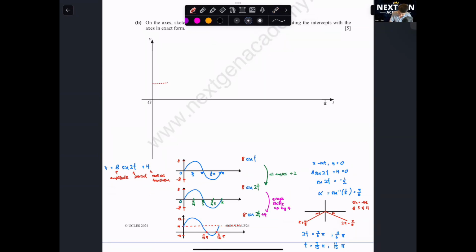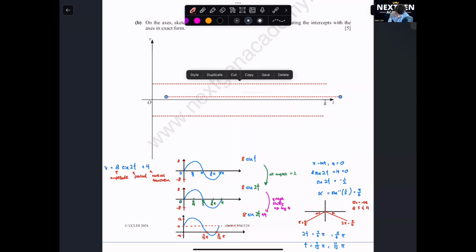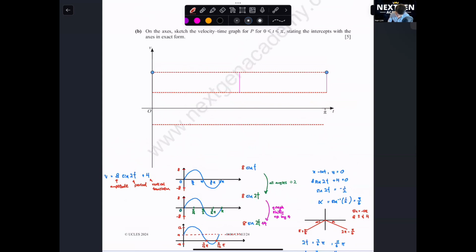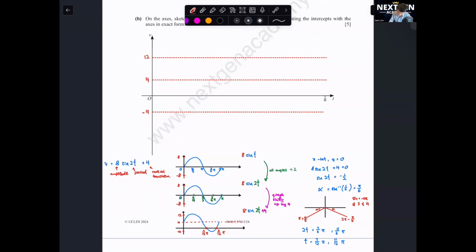So let's say here, here, and here. One more over here. The important points are 4, negative 4, and 12. Then you see all the important points. So here also you still have to label down if you want to draw it accurately. So pi over 4, pi over 2, and 3 over 4 pi.